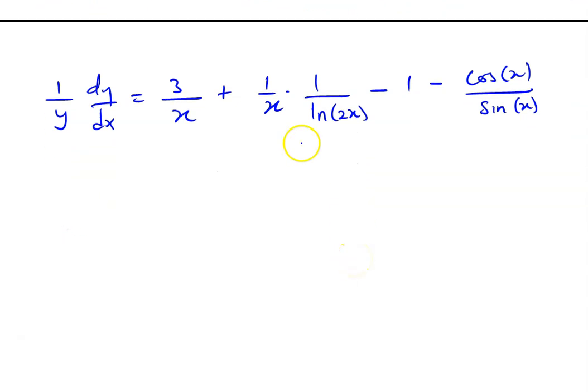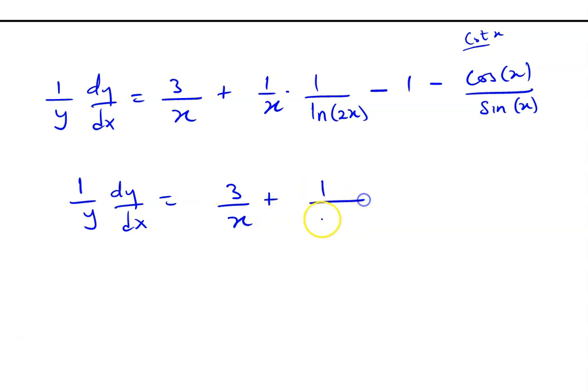So at this point we can simplify it. But you remember that cos x over sine x is cot x. I think we did it in this video. Yes. So cos x over sine x is cot x. We are going to have 1 on y, dy on dx, right, equals what? 3 on what? On x plus 1 on what? On x, then 2x minus 1 minus what? Cot x. Do you get it?